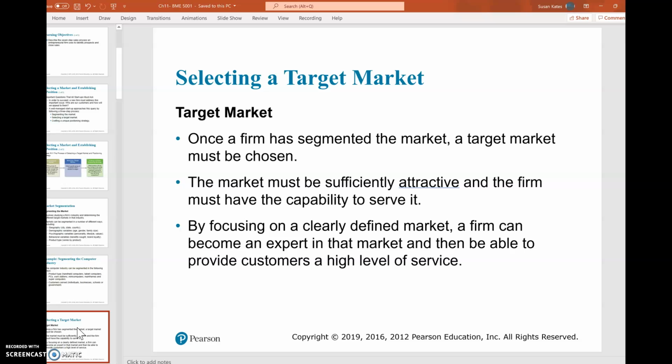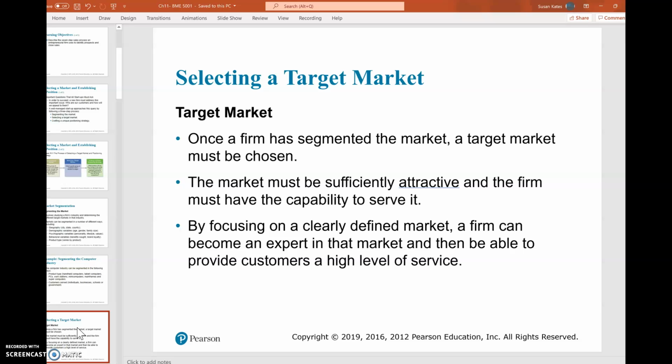The target market. Once a firm has segmented the market, a target market must be chosen. The market must be sufficiently attractive, and the firm must have the capability to serve it. By focusing on a clearly defined market, the firm can become an expert in that market and then be able to provide customers a high level of service.